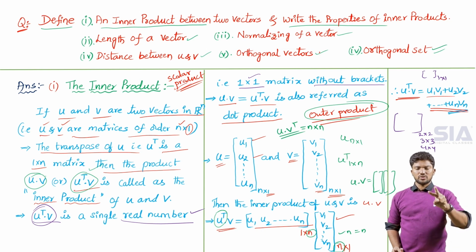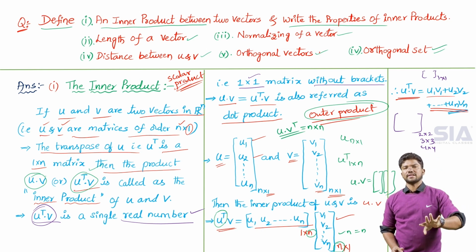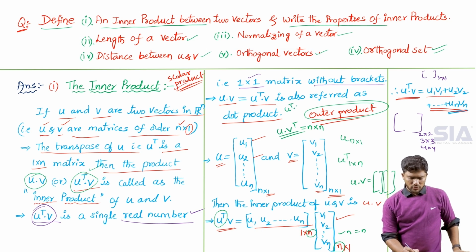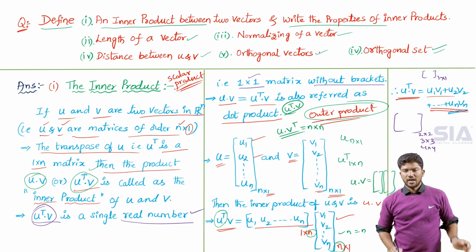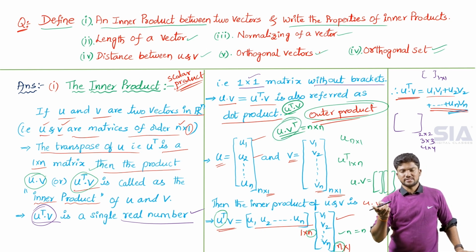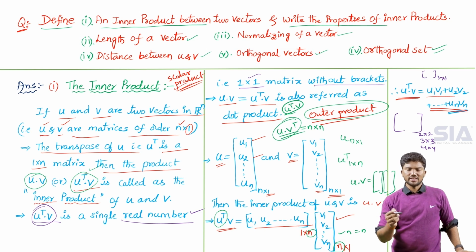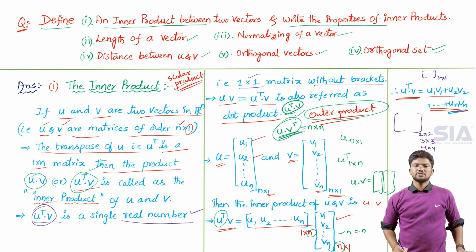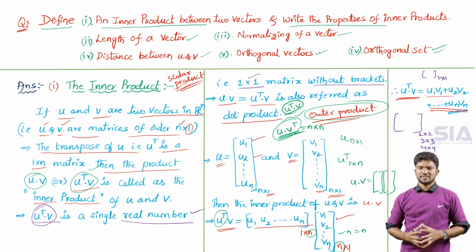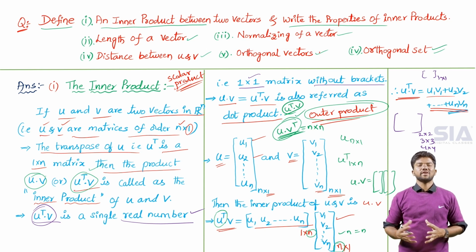Whenever you take two vectors U and V, U transpose into V gives a scalar value, that is called the inner product. Otherwise, if you take the transpose of the second matrix, capital V, then you get U into V transpose. If you simplify that value, you will get one n by n matrix. That n by n square matrix is called the outer product of those two vectors.